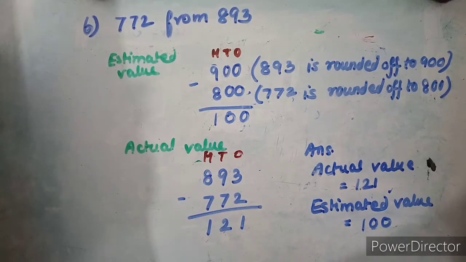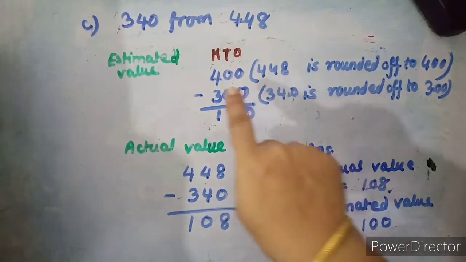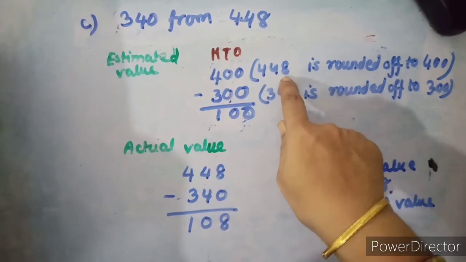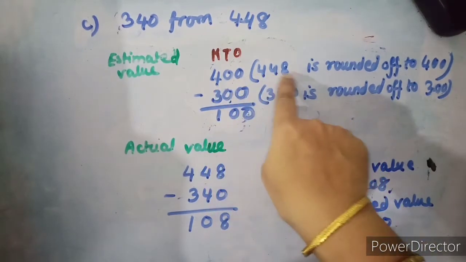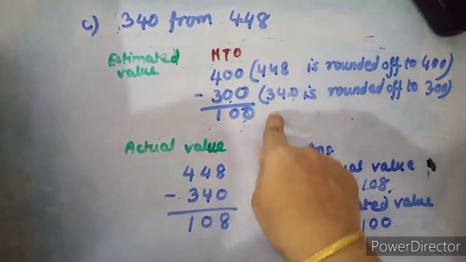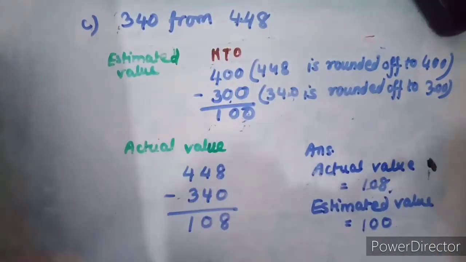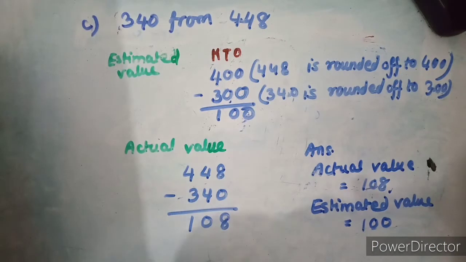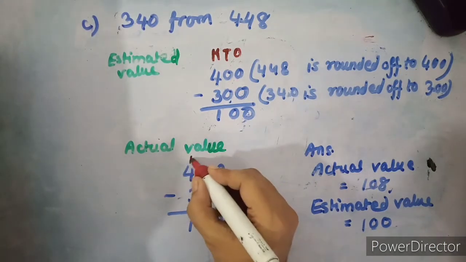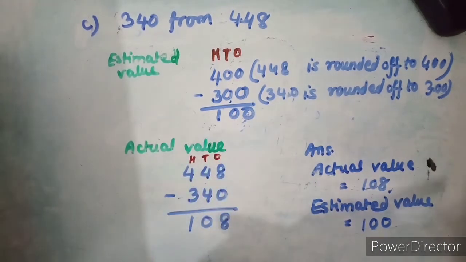Go to third one. Now also I have taken the rounded off form, that is 448 as 400 and 340 as 300. Then actual value I have subtracted the actual value numbers, that is 448 minus 340. Okay, and I am getting actual value as 108 and the estimated value as 100. Okay, so this is your third question.